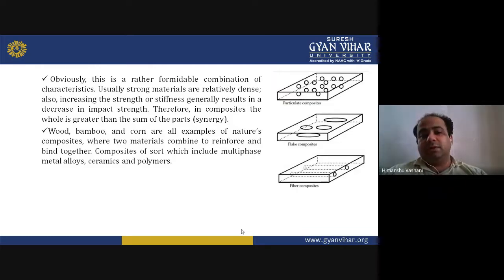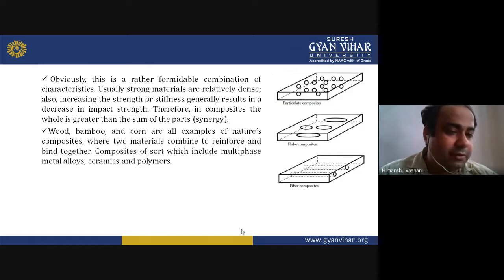Wood, bamboo, and corn are examples of nature's composites, where two materials combine to reinforce and bind together. You can see it in the wood, you can feel that the composites are there. You can easily feel it.